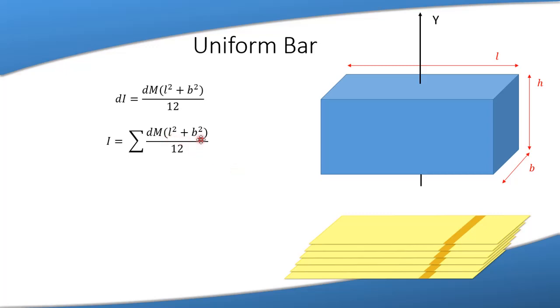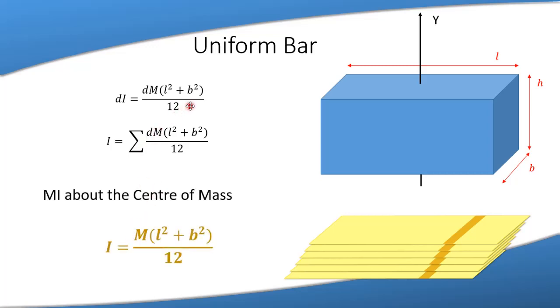Here, we know that l square, b square, 12, all are constants. Only one variable is dm. Therefore, the sum of the mass of every single rectangular lamina will definitely be the total mass of this body. Therefore, the sum over dm will definitely be m. And we will just carry these constants along. And we will have the moment of inertia of this uniform bar about an axis passing through its center of mass is m by 12 into l square plus b square.